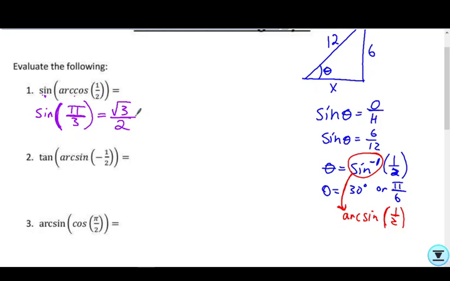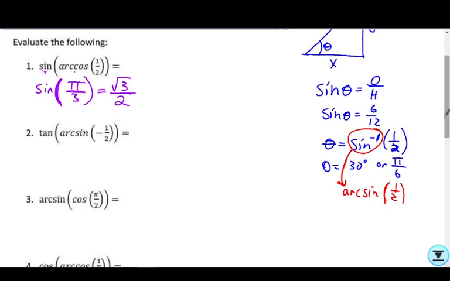Okay. So let's look at the second one. Same thing, we're going to evaluate the inside, and then we're going to evaluate the outside. So this is tangent of the arcsine of negative 1/2. So that's saying, where is the y value negative 1/2? Well, the y value is negative 1/2 at a pi over 6. But since it's negative 1/2, that puts us at 11 pi over 6. Okay? Because remember, sine can only give us back first and fourth quadrant values.